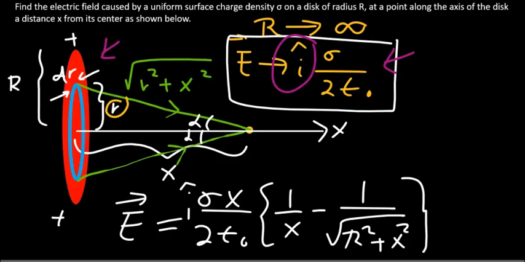Also, when the dimension of that disk is much larger than the observation point distance x, the field is very nearly the same as for an infinite sheet. An important point is this seemingly simple result has important applications, for example, when you study the electric field due to a capacitor.